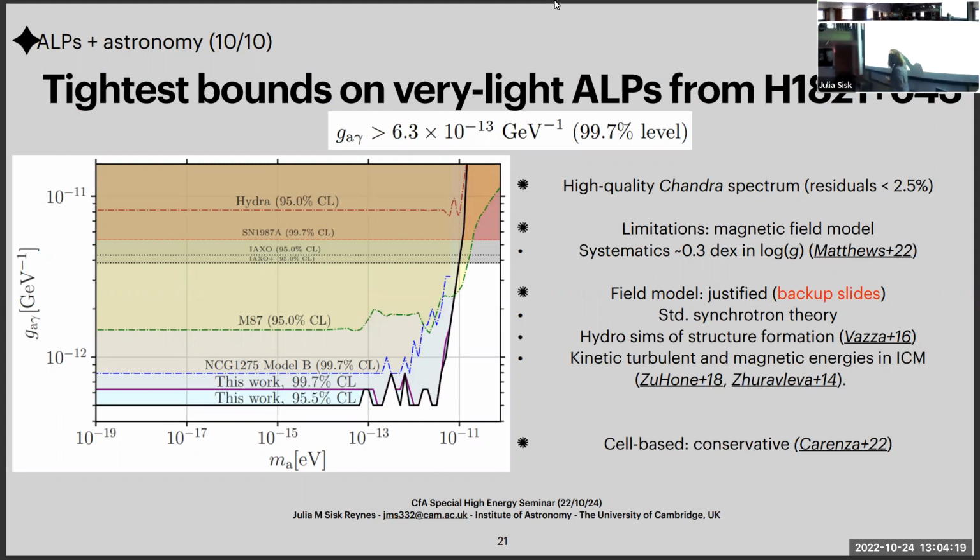As you can see, we were able to marginally improve from the predictions of Reynolds 2020. And these currently hold the tightest constraints to date on these very low mass axions, so again, masses less than 10 to the minus 12, 10 to the minus 13 eV. And we know that these results are dominated by systematic uncertainties, which are dominated by the assumptions that we made on the magnetic field. But I'm happy to talk more about this later.